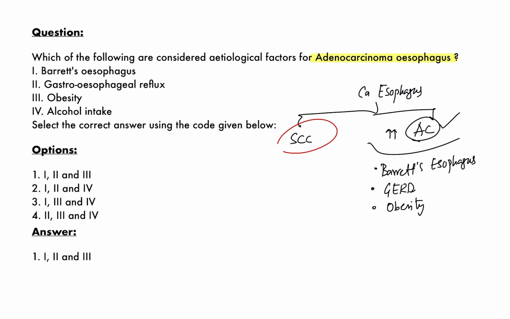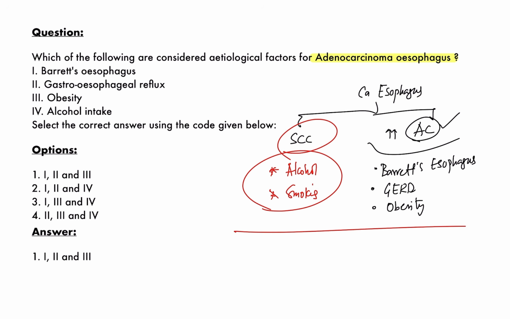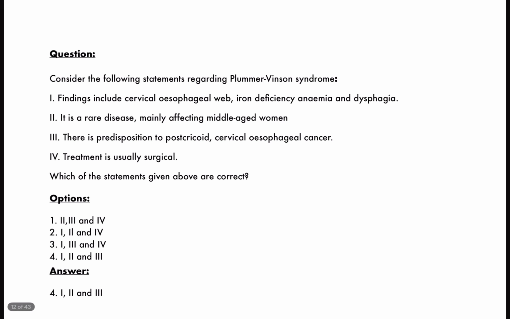As simple as that. But squamous cell carcinoma, the two important risk factors are alcohol and smoking, and the geographical areas as well, but these two are important. So when you look at these options, I think first is correct, gastroesophageal reflux is correct, obesity is correct. I think alcohol will go for squamous cell carcinoma. Because you have to choose three options, I would like to go for 1, 2, 3 as the correct answer for this particular question. Right, we're done with this question. Let's go to the next question.